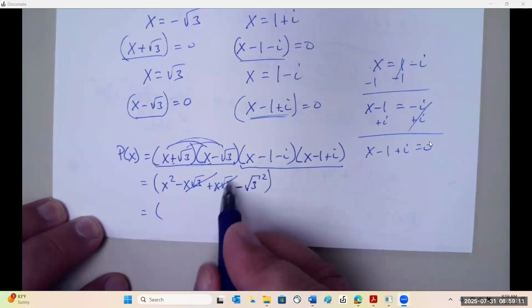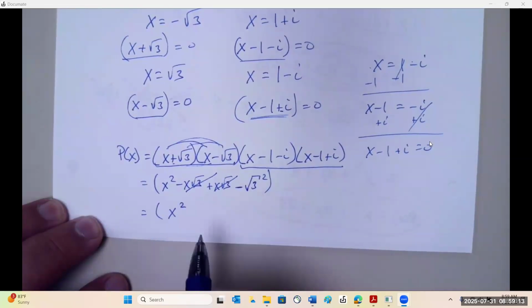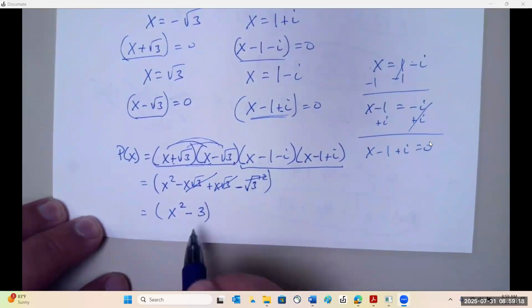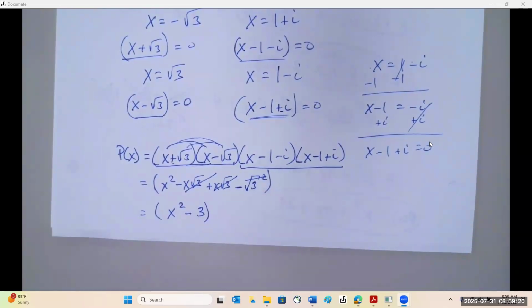The middle terms cancel. The square root and the square cancel, so it just becomes 3. Yes. It said that 1 plus i has 2 zeros.